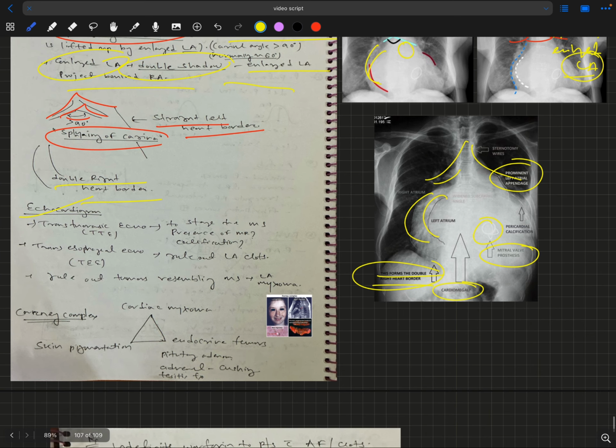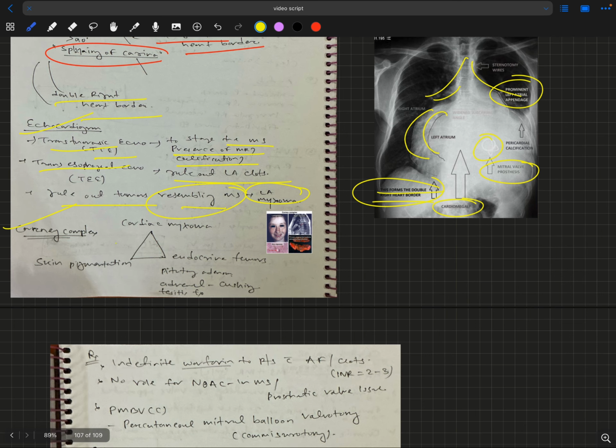An echocardiogram, transthoracic echo TTE, is used to stage the MS, and the presence of MS or calcification we can know via the transthoracic echo. By the transesophageal echo, we rule out LA clots. To rule out clots inside the left atrium, we do transesophageal echo. To rule out tumors resembling MS, that is left atrial myxoma.